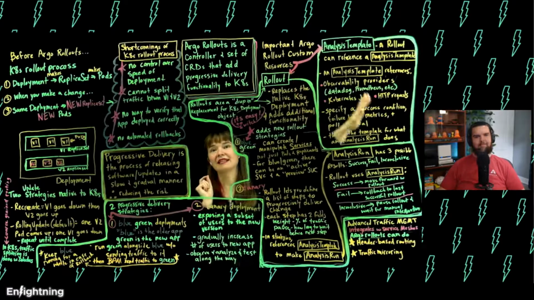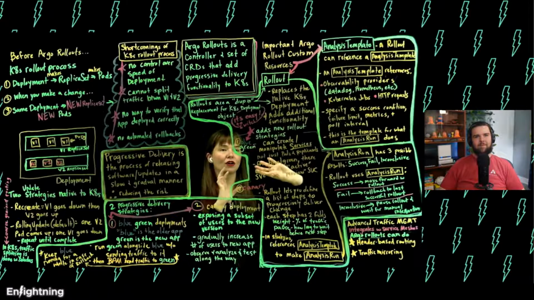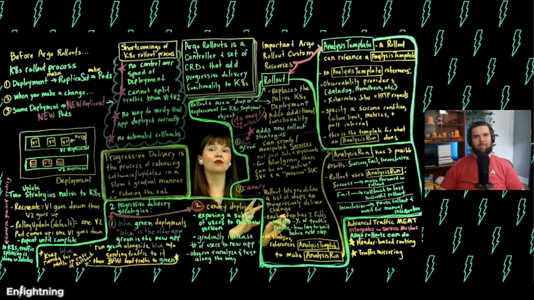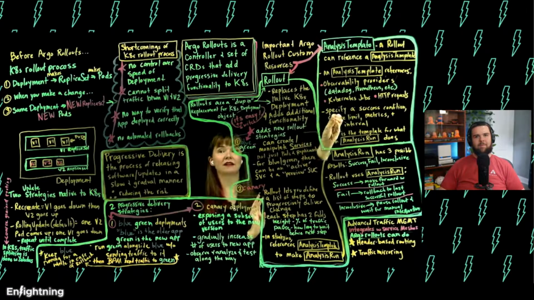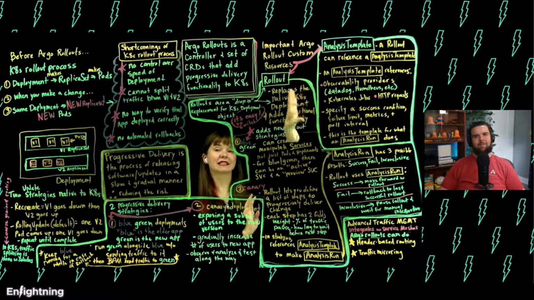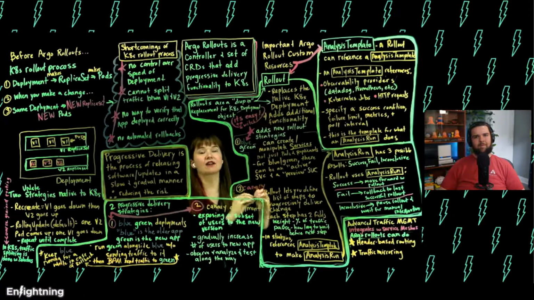So this template is like how it works and how it can be used, but then what's actually going to happen in your rollout is an analysis run. So an analysis run uses this analysis template, and then it has three possible results. You could have a success, a fail, or inconclusive.